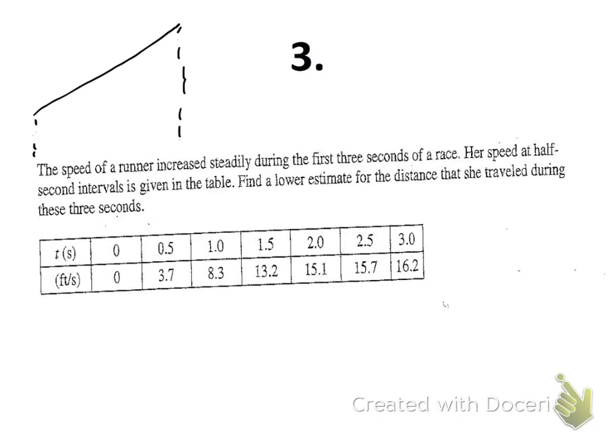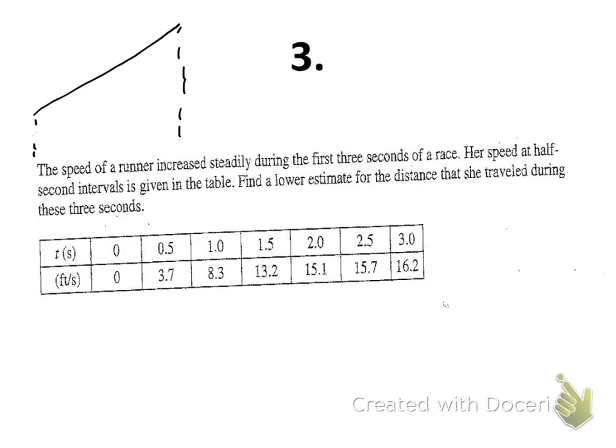Left. Because look, if I was doing this, see how I'm missing these parts right here? Versus, now let me erase that, versus if I was doing right, see how that would be an overestimation every time? All right, good deal. So we said a lower estimate, so we're going to do left-hand endpoints.